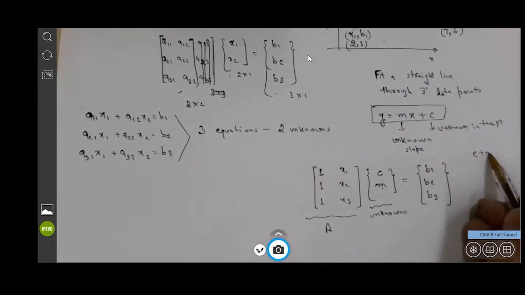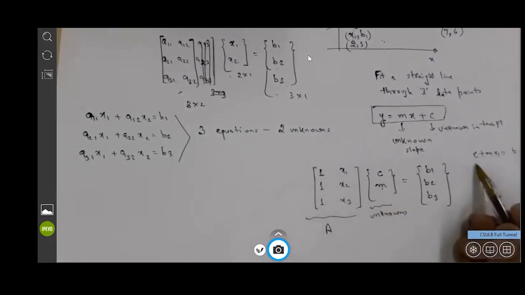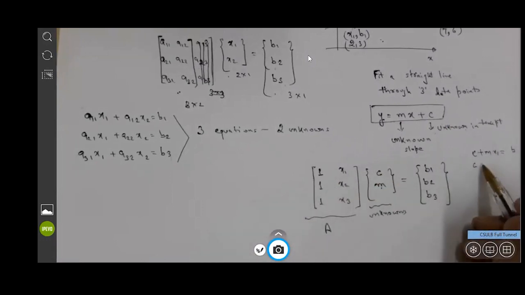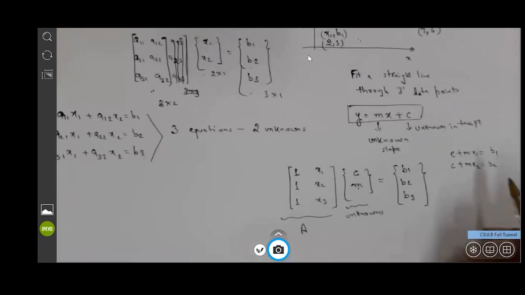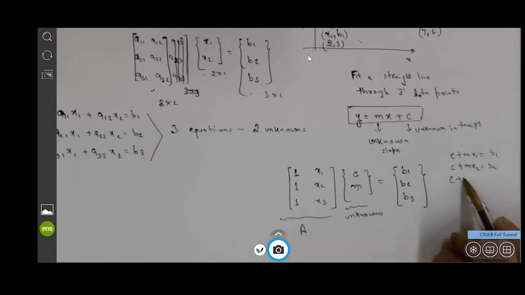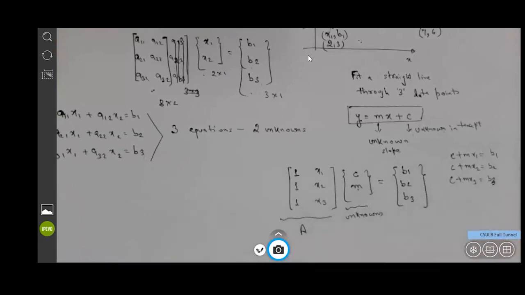C plus M x1 is equal to B1. The second row multiplication will give you C plus M x2 is equal to B2. The third row will give you C plus M x3 is equal to B3. Isn't it? Is everybody following what I'm saying?